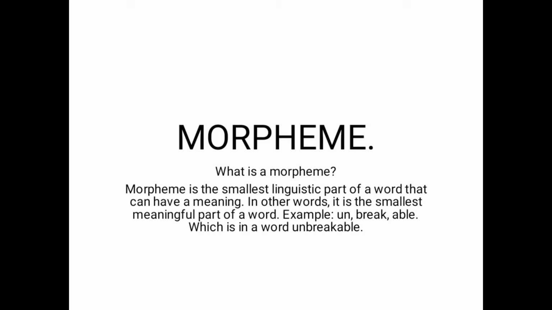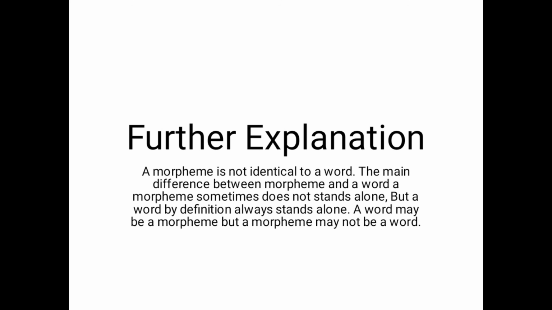Alright, so we can have examples like un, that is U-N, break, and also able. So when you put them in a word, you get unbreakable, right? Unbreakable. So you see you can divide them, right? Also, a further explanation is that a morpheme is not identical to a word, right? It is not identical to a word.